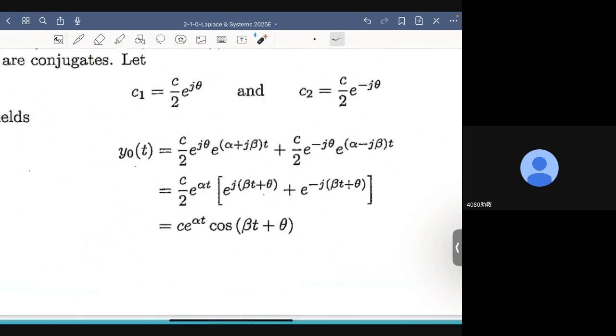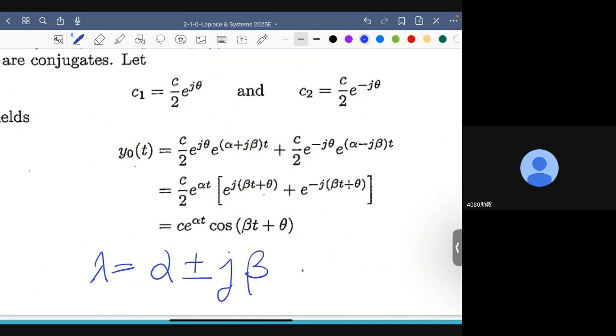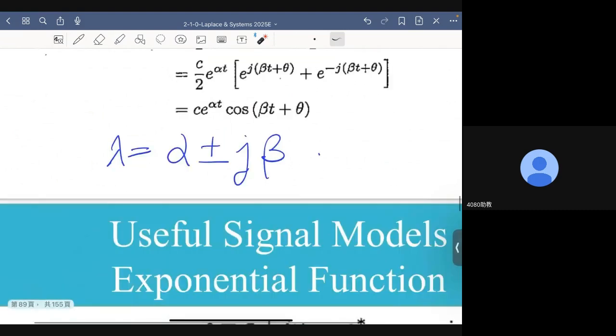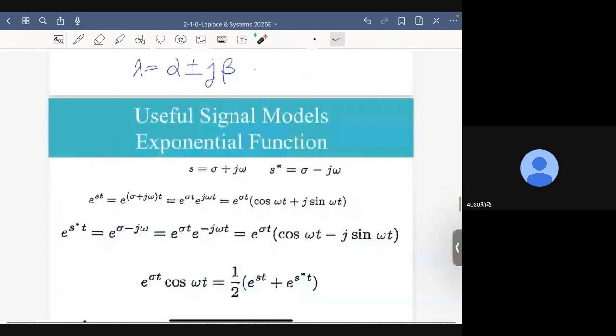Now, the important thing again is the role of alpha and beta. Remember, here lambda is equal to alpha minus plus j beta. We saw this more than once. Alpha appears here, so it determines the shape of the envelope of this response. And beta, which is the imaginary part of lambda, determines the degree of oscillation, or the speed of oscillation. Remember we saw that before, right?